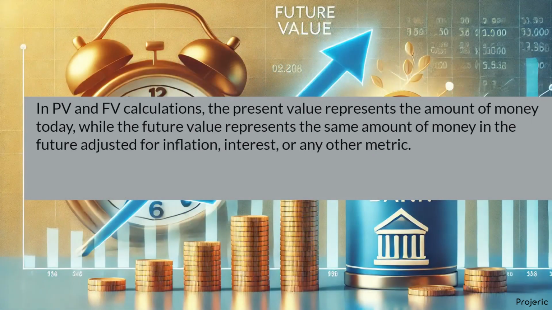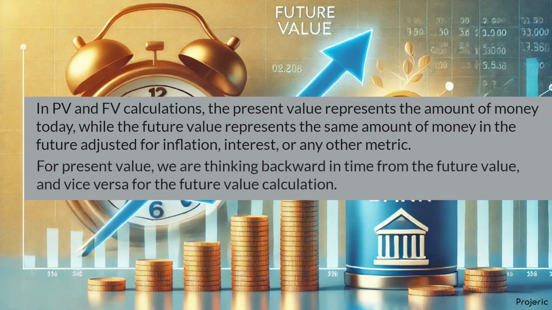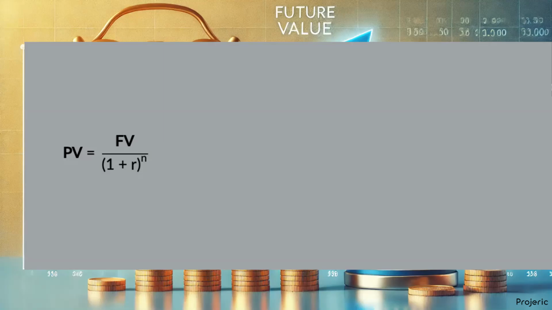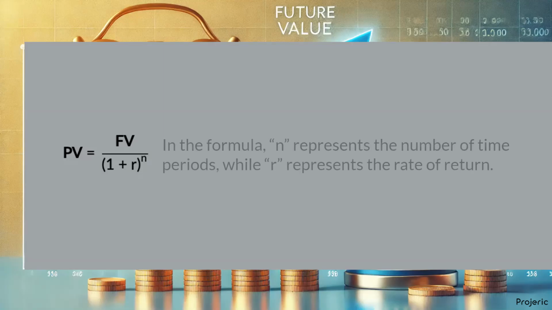In PV and FV calculations, the present value represents the amount of money today, while the future value represents the same amount of money in the future adjusted for inflation, interest, or any other metric. For present value, we are thinking backward in time from the future value, and vice versa for the future value calculation. Here is the formula of present value and future value. In the formula, N represents the number of time periods, while R represents the rate of return.